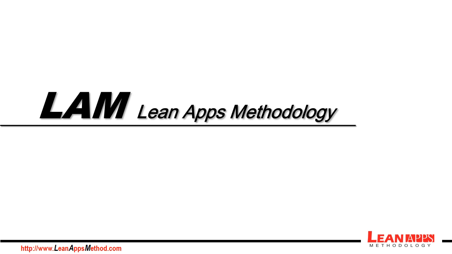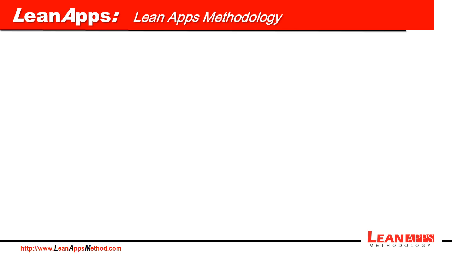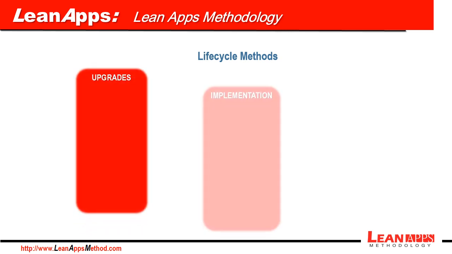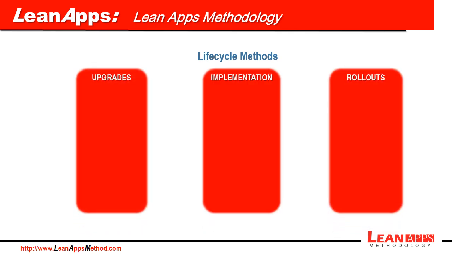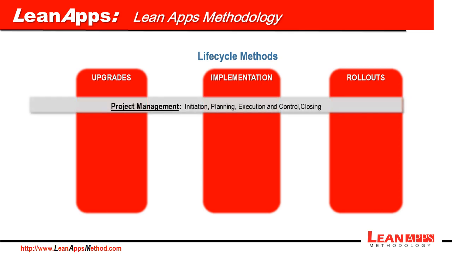In this short version video, I will only highlight the main topics about Lean Apps method. For bigger details, check the long version at the bottom of this page. Lean Apps method is meant only for Oracle EBS projects, regardless if it's an upgrade, an implementation, or a rollout. It includes project management, change management, and program governance areas.